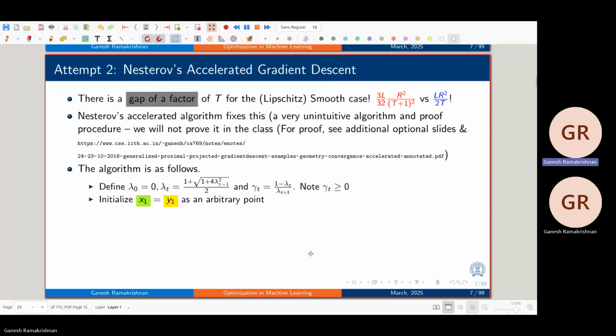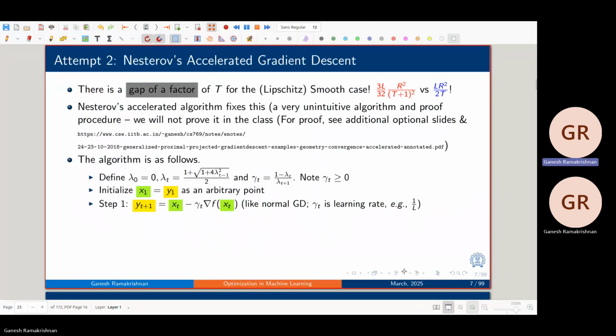And then what happens? Okay, so we start with x1 equals y1 as an arbitrary point because initially there is no momentum, right? No prior momentum. And then y t plus 1 is x t minus gamma t. Now the rest of the steps are clear on the board. I think the point is gamma t. Now this gamma t is coming from a choice of the lambda t. You remember in some of these earlier proofs, we just set it to 1 upon L, etc. But now we have a more informed choice for gamma t.